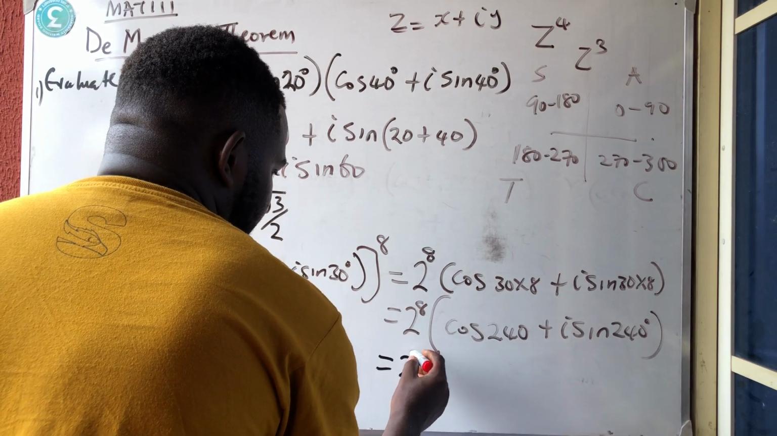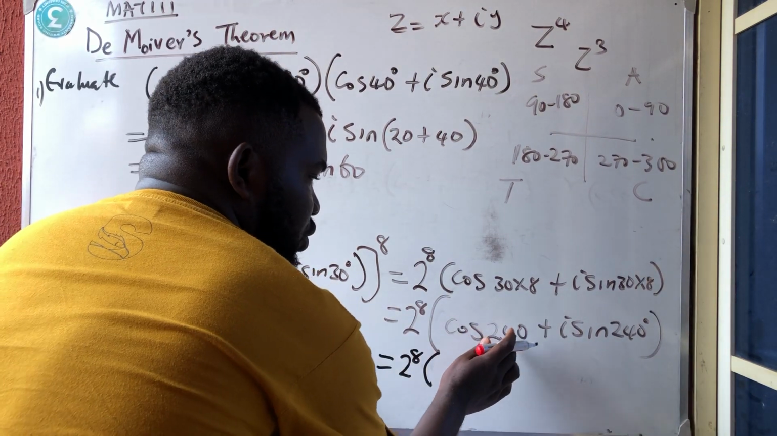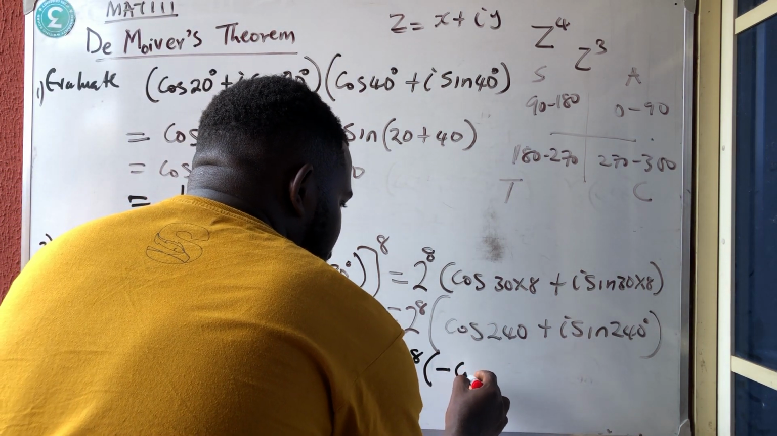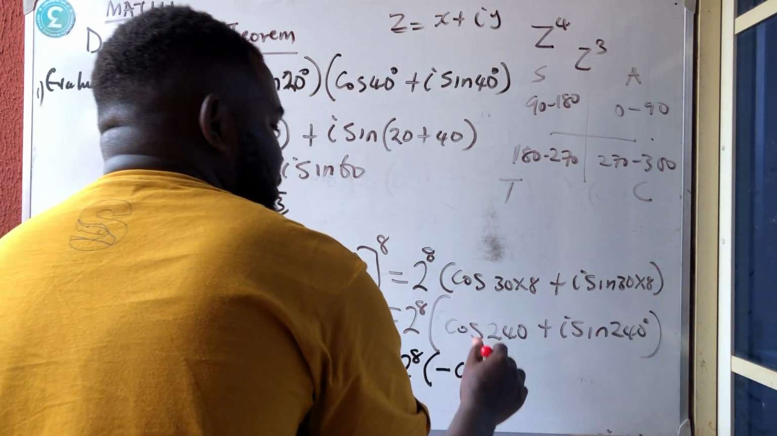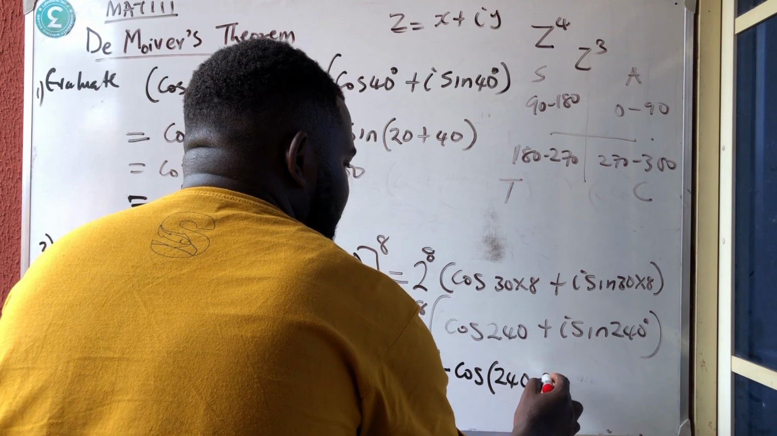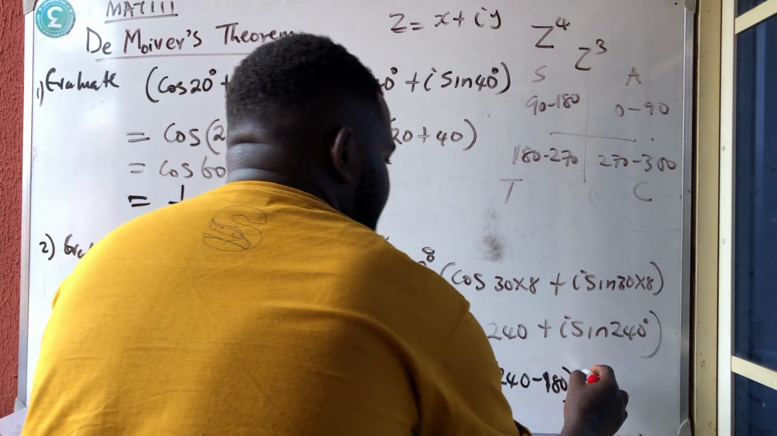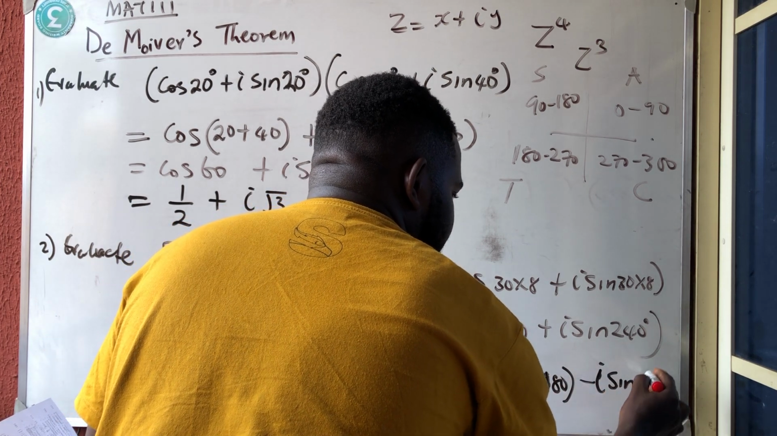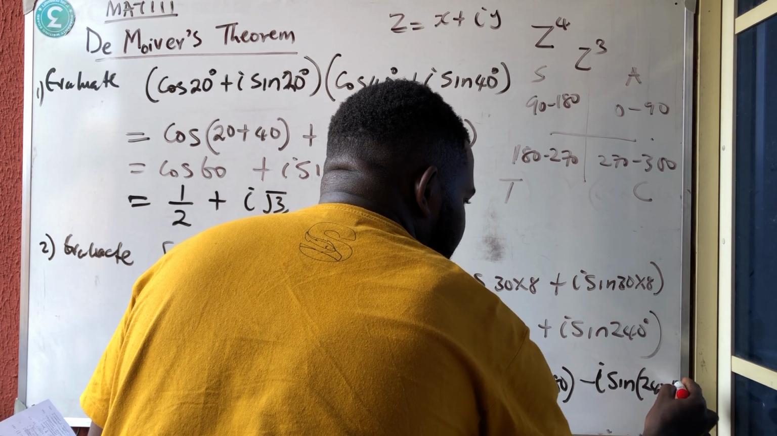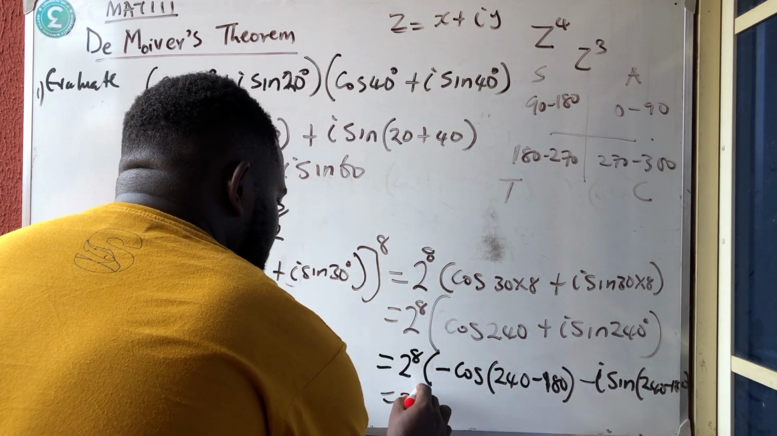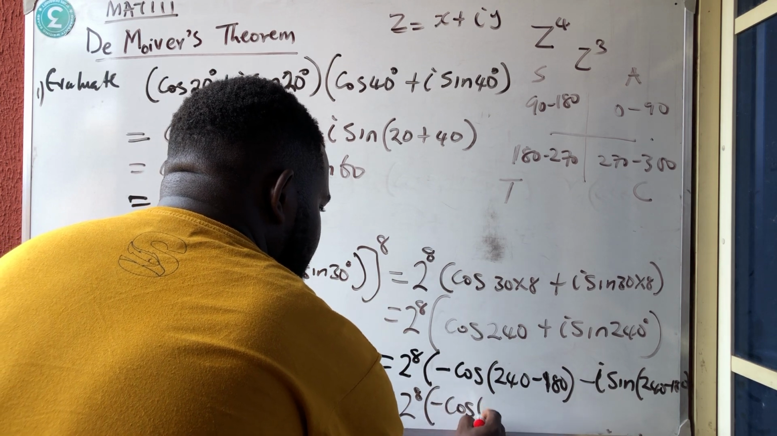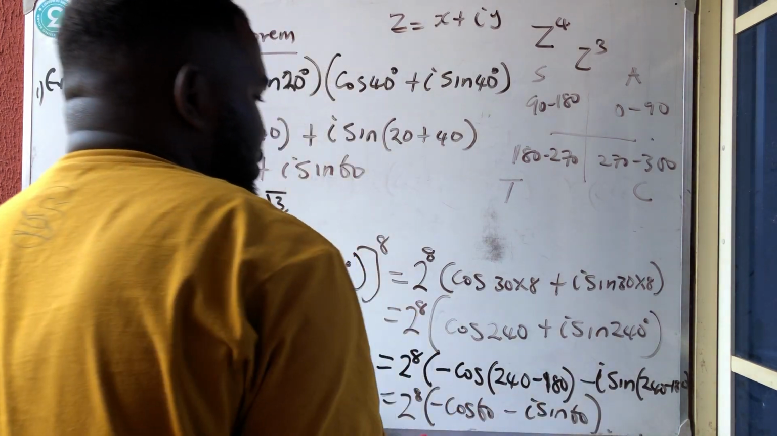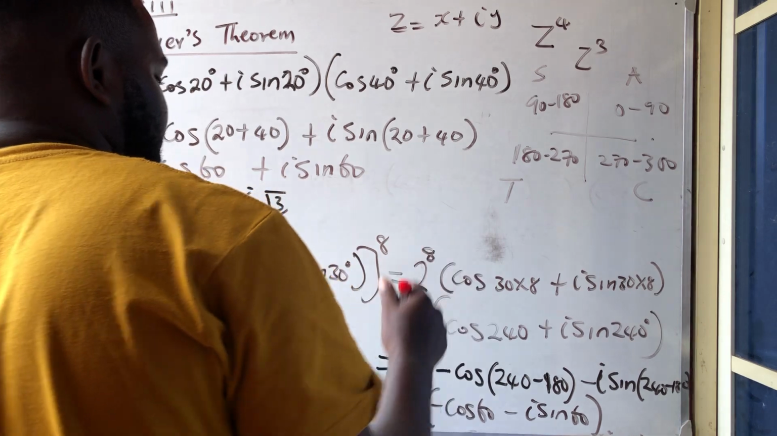So this is equal to 2 raised to power 8, bracket. Because I want to change this to first quadrant, I'm going to say minus cos. We don't use 270; you say this angle minus 180. Plus plus minus is minus, minus i sine, the same 240 minus 180. So I'm going to have 2 raised to power 8, bracket minus cos 60 minus i sine 60. The reason for the minus is that in the third quadrant only tan is positive.